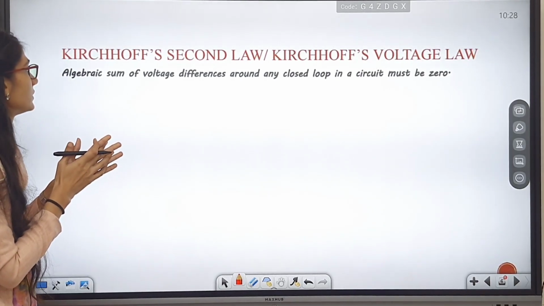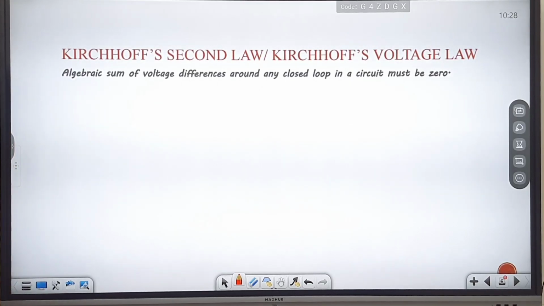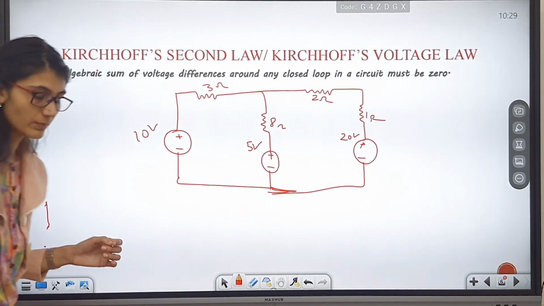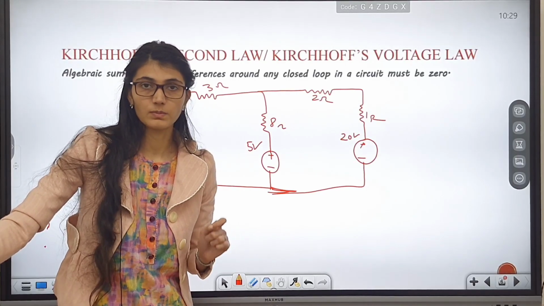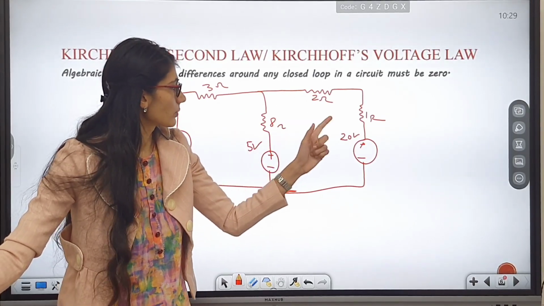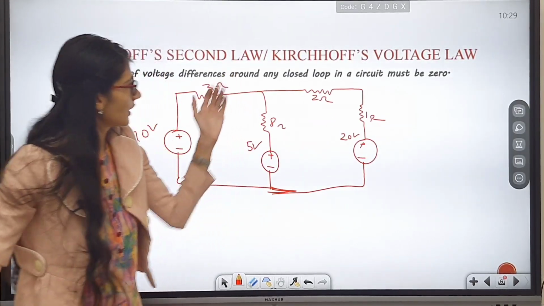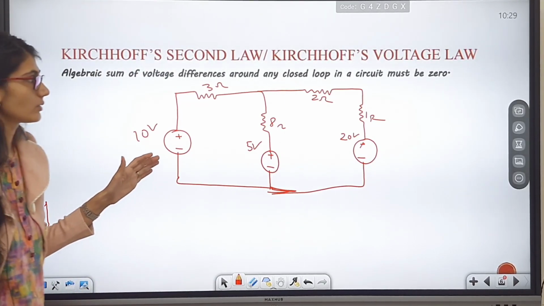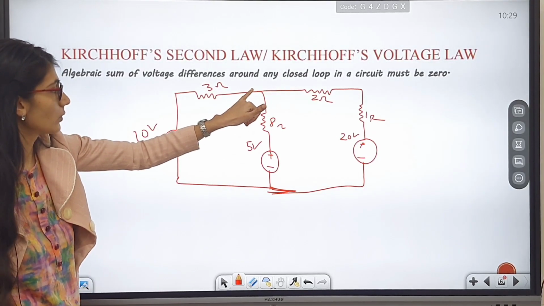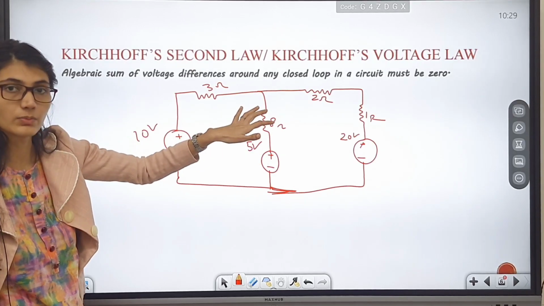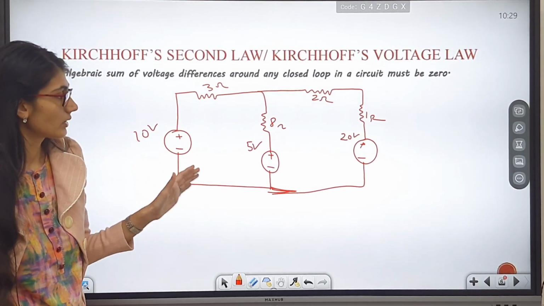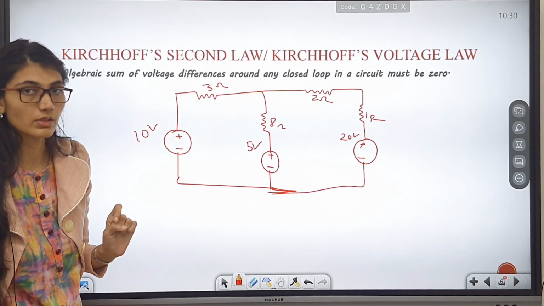Algebraic sum of the voltage difference around any closed loop will be 0. So in most of the cases, I'm not saying every time, when you are asked to find current in a loop or current through the resistance 2 ohm or 8 ohm, you will be using KVL. You can do it using KCL, but it will make your calculations long, because first you will find voltage and then the voltage drop across that resistance, and then you will reach your final result. But here you will be reaching there after solving 1 or 2 equations.